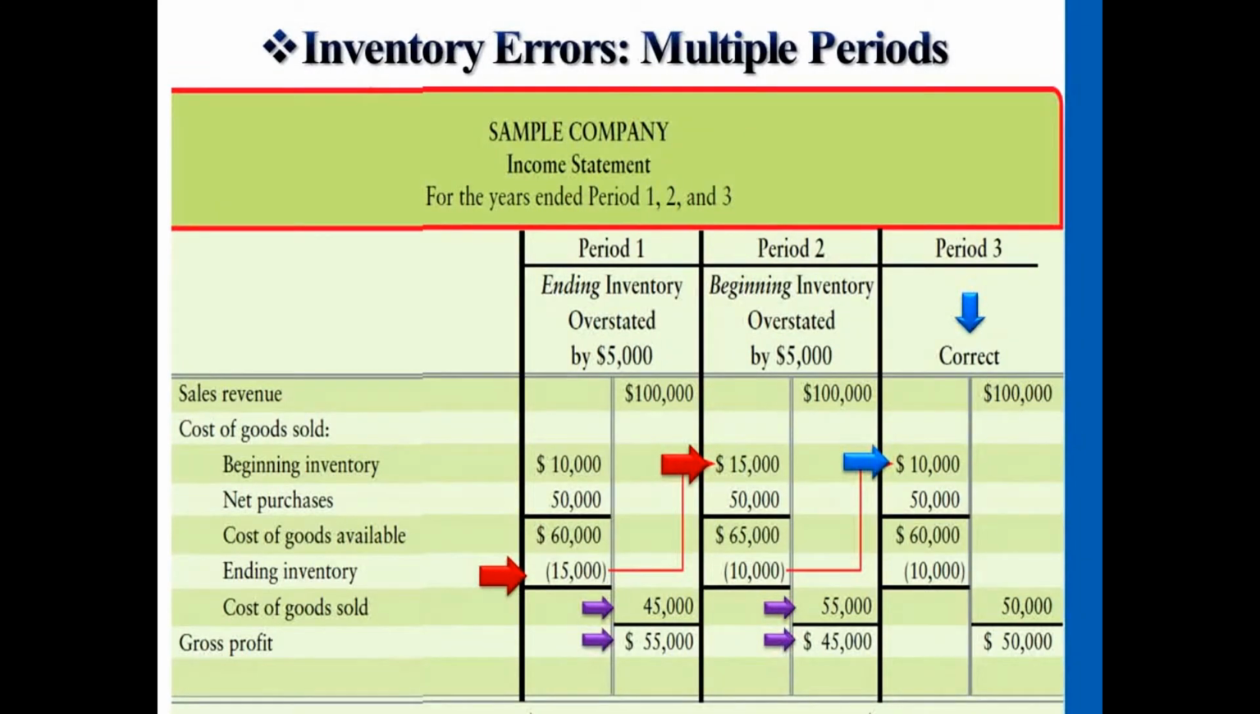Okay, so it's important to know what are the accounts that will affect later periods of time. So for example, this account here, this $45,000, even though there's an error, it closes out in this period of time, it wouldn't carry on to the next period of time.